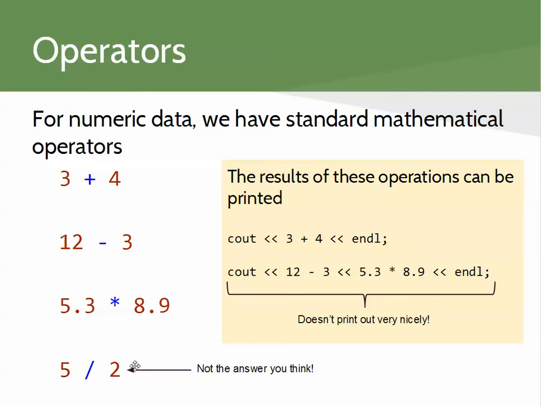So if I've got a literal integer 3 and a literal integer 4, certainly I can write a plus sign, and we all know what that's going to do. And these are expressions in that they're going to be evaluated. 12 minus 3 is going to be evaluated to 9. These expressions can be put in cout statements. They can be put in a lot of different places, in fact.